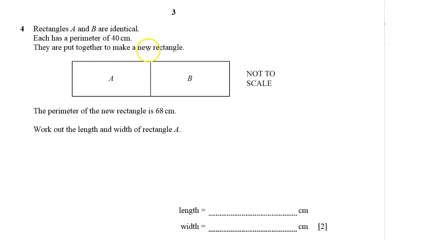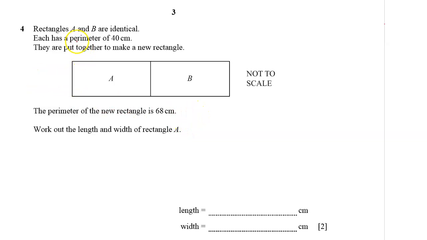They are put together to make a new rectangle. Of course, you can see it right there. The perimeter of the new rectangle is 68 centimeters. Work out the length and the width of rectangle A.